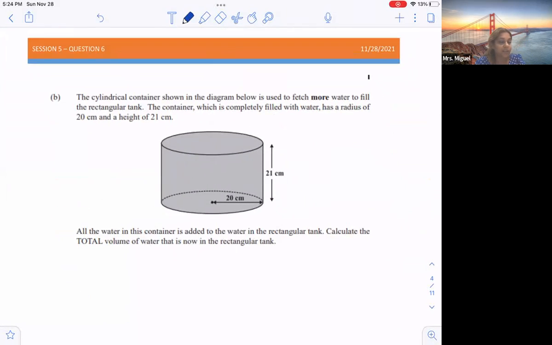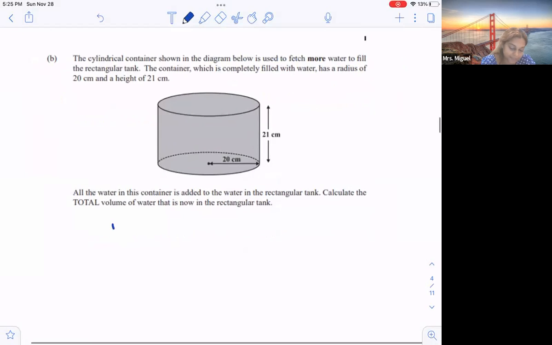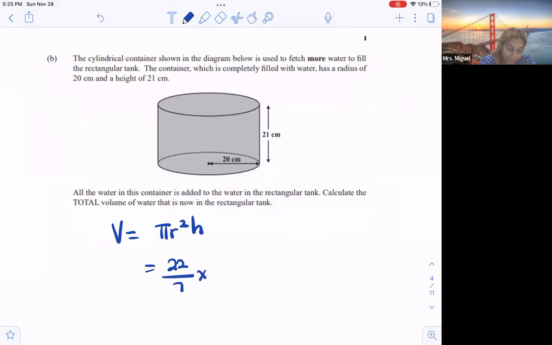So here we have a cylindrical container that is used to fetch more water. All the water from the rectangular tank is filled into the cylindrical tank. So we first have to find out what is the volume of the cylindrical tank. Now this is a cylinder, right? The cylinder measures 21 centimeter height by a radius of 20. So let us find the volume of the cylinder. Pi r squared h, 22 over 7, multiply by 20, multiply by 20, multiply by 21. So 22 over 7 by 20 by 20 by 21 will give us 26,400.